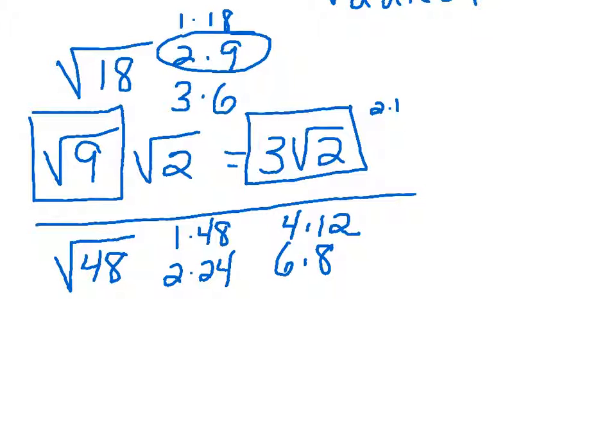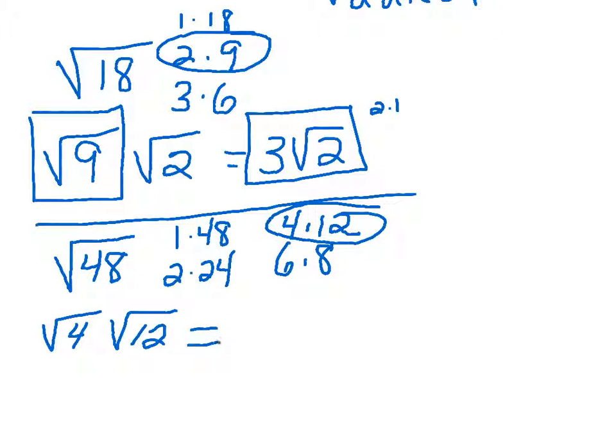Looking for a perfect square bigger than 1. No help with 2 and 24. No help with 6 and 8. But look at that, beautiful. So we give them each a house. Square root of 4 times the square root of 12. The square root of 4 is the same exact thing as 2, so we have 2 times the square root of 12.